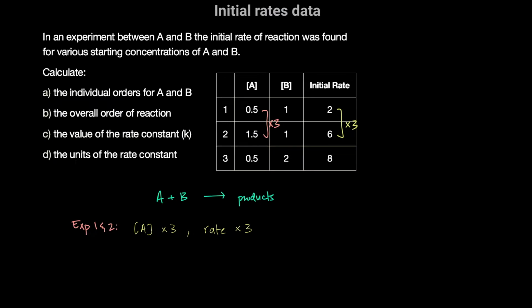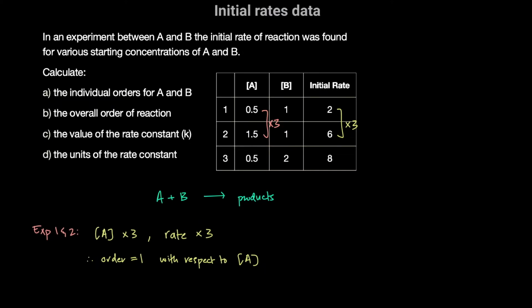So what that means is that the reaction order is equal to 1 with respect to the concentration of A, that the rate is directly proportional to the concentration of A. So what that means is that if I triple the concentration of A, I'll triple the rate. If I double the concentration of A, I would have doubled the rate. The next thing I want to do is figure out the order with respect to B.